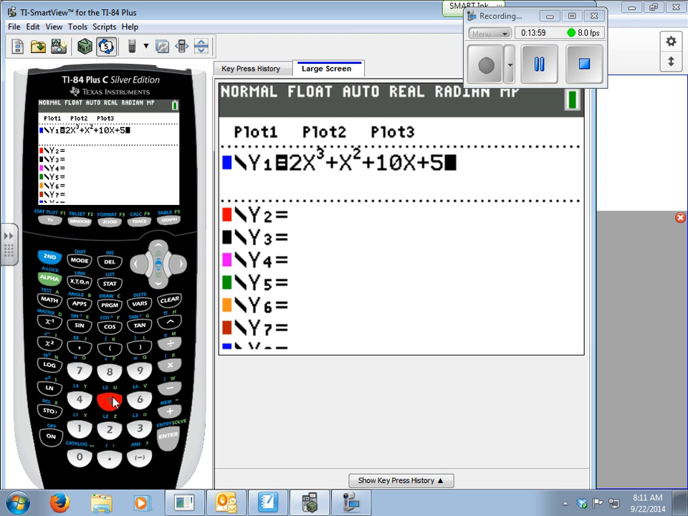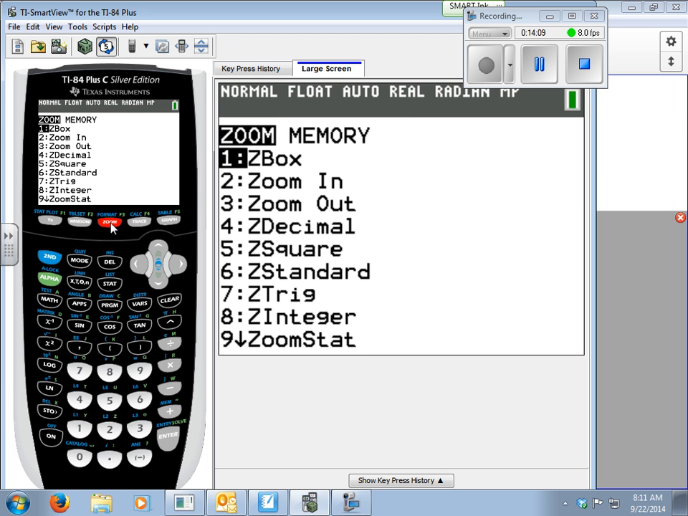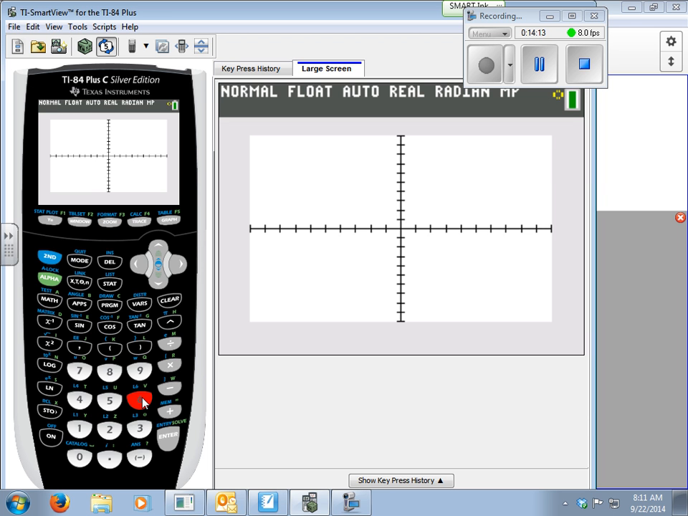2x to the third plus x squared plus 10x plus 5. Now I want to graph that. So here's where we can use a shortcut method for graphing. If you look on the top row in the middle, you've got a word that says zoom. And then if you go to choice number 6, that's the standard window, which plots everything between negative 10 to 10 on the y-axis and negative 10 to 10 on the x-axis.